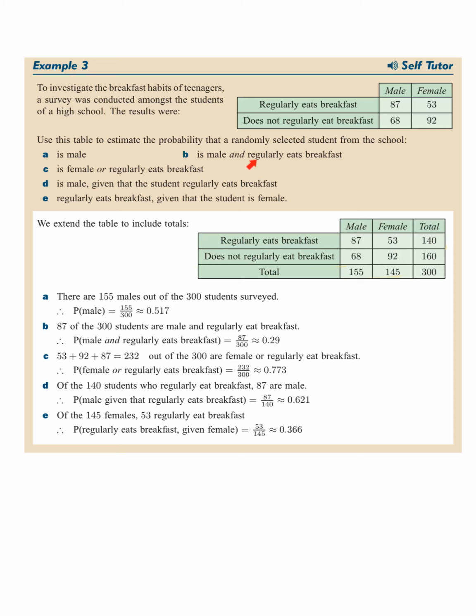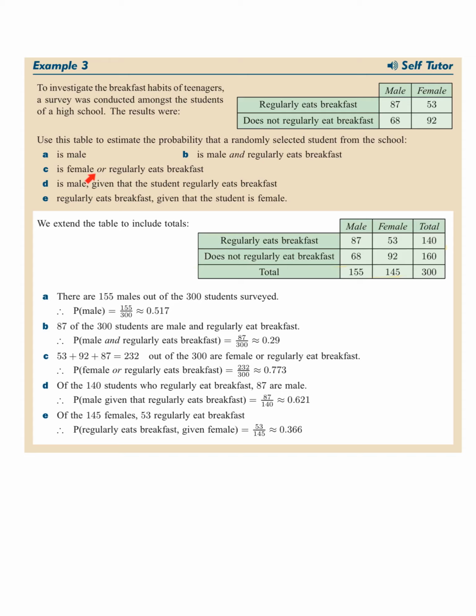Second question, is male and regularly eats breakfast? So we go to the male column, regularly eats breakfast, that number there, 87. It's a randomly selected person, so it's 87 over 300. And that's why we have it here, 87 over 300, it's about 0.29.